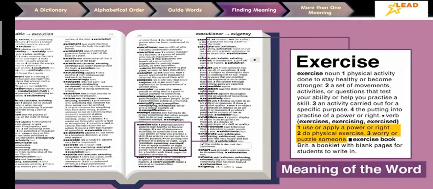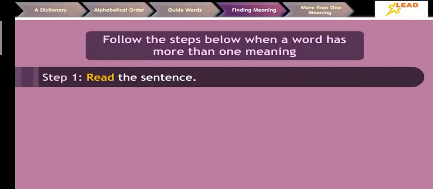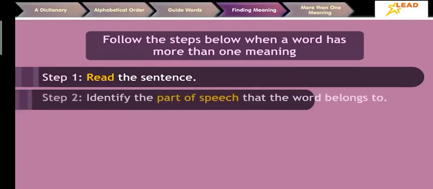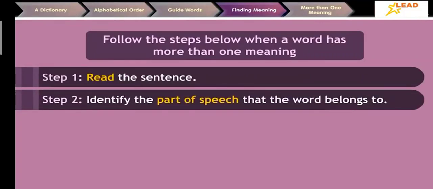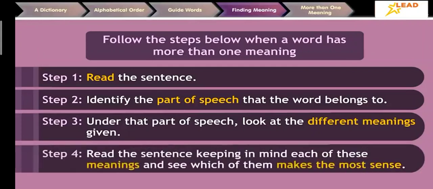In that case, to avoid confusion, follow these 4 steps. Step 1. Read the sentence. Step 2. Identify which part of speech the word belongs to. Step 3. Under that part of speech, look at the different meanings given. Step 4. Read the sentence keeping in mind each of these meanings and see which of them makes the most sense.